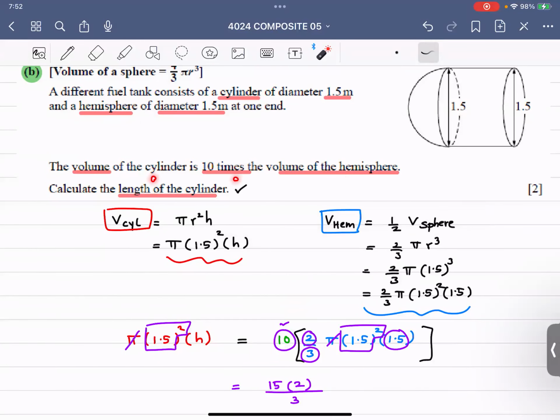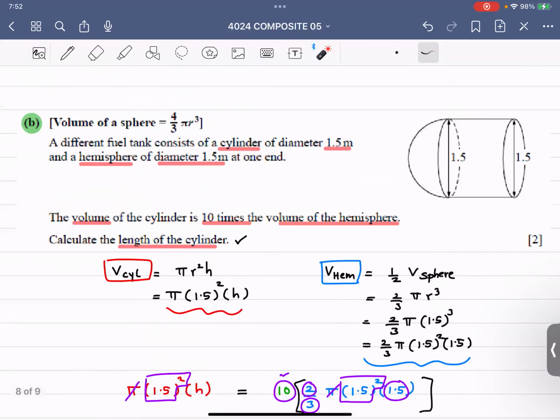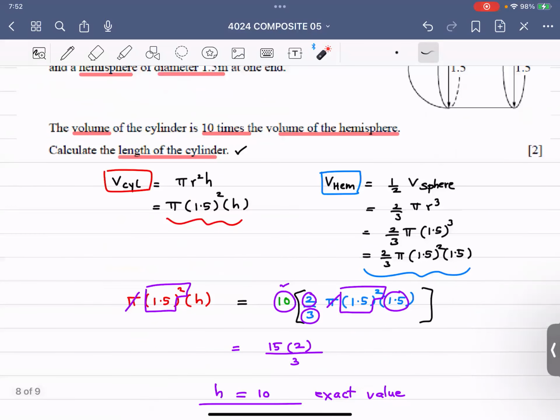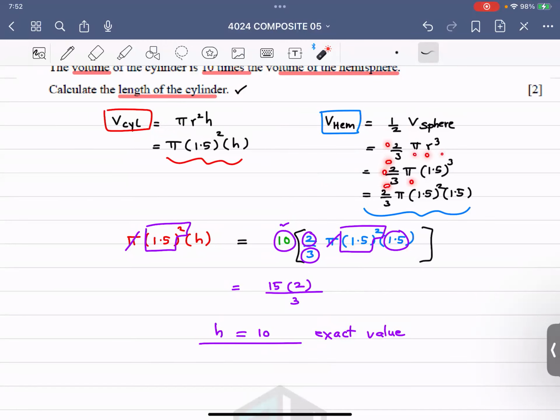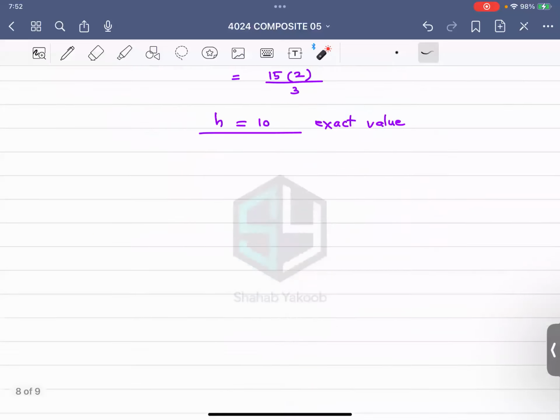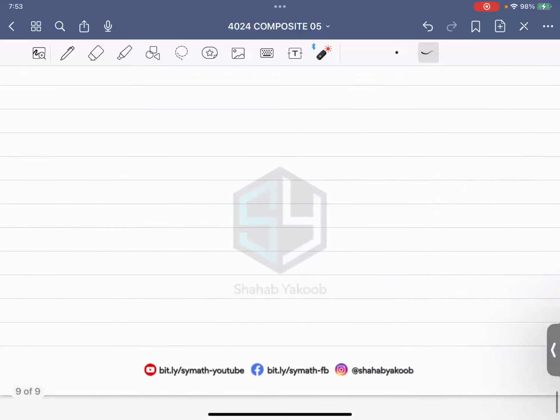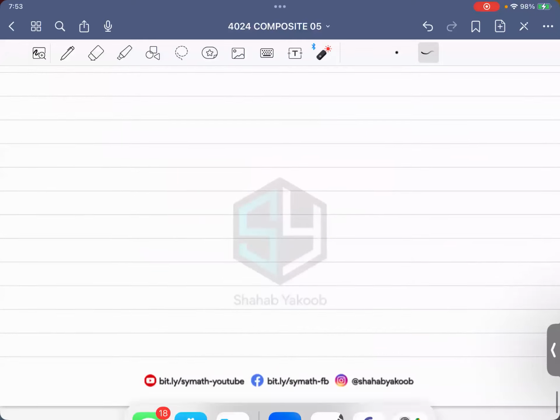The volume of the cylinder is 10 times the volume of the hemisphere. Hemisphere is 4/3, so this is half the volume of a hemisphere, 2/3 pi r cubed. That's 2/3 pi into 1.5 square into 1.5. The pi cancels out, and the 10 factor is there. The 1.5 square cancels out. H is left on the left. There is nothing left, and this is 1.5 over here. So 10 into 1.5 is 15. 15 into 2 is 30. 30 divided by 3, H comes out to be 10. So these are some of the questions that I have done so far.